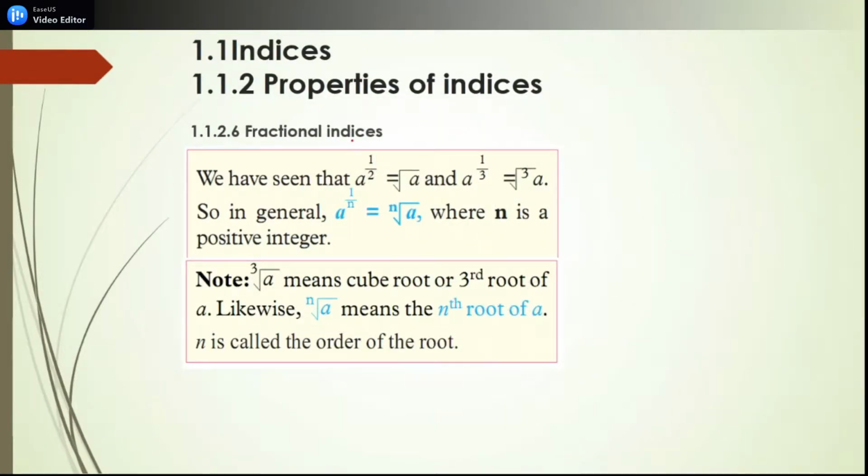Fractional indexes. A fractional index is somehow a root. For example, a power 1 over 2 is like writing the square root of a. A power 1 over 3 is like writing the cubic root. Then a power 1 over n is like writing the nth root of a. This is a cubic root, this is the nth root, this is the third root, and so on.